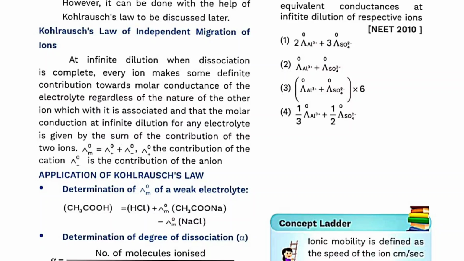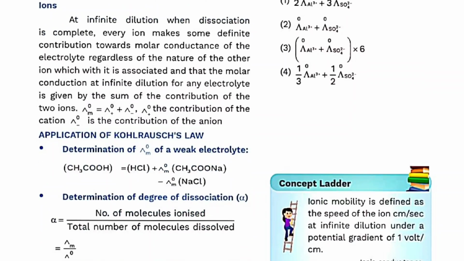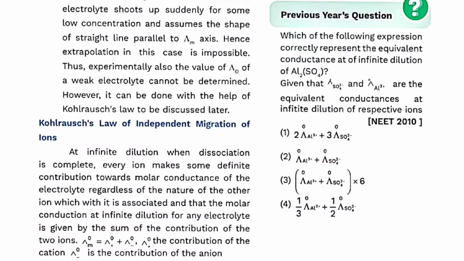So let's come back to our topic, Kohlrausch's law. The conductivity of a dissolved substance, which might be an electrolyte, is equal to the sum of conductivity of its individual parts. Okay, so now we are going to start.